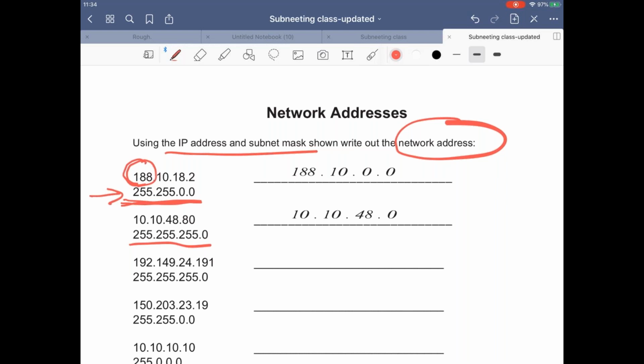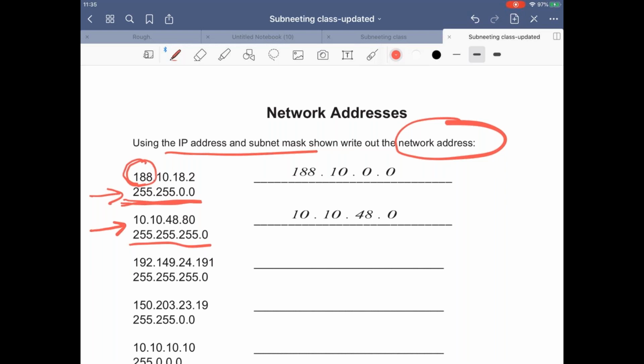And in the second scenario, if you have the subnet mask given in the question, then with the help of the subnet mask, compare the network portion and host portion. Got my point? Why am I saying that? See the next example here.